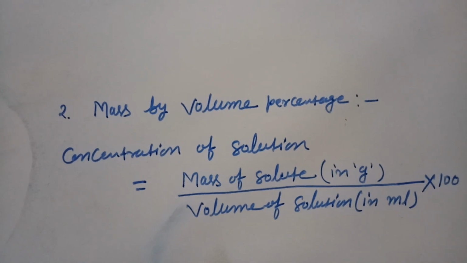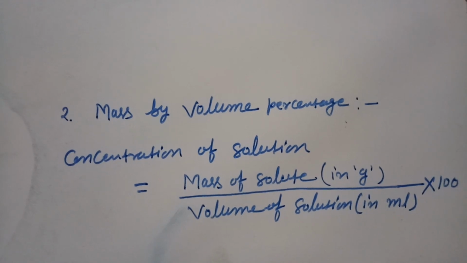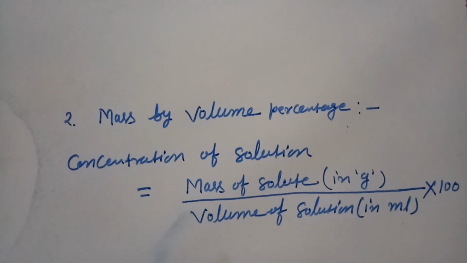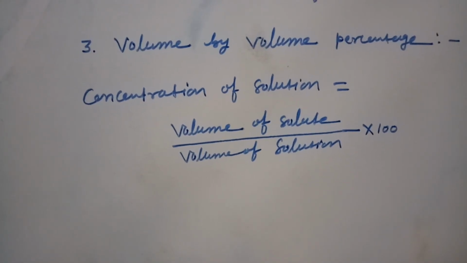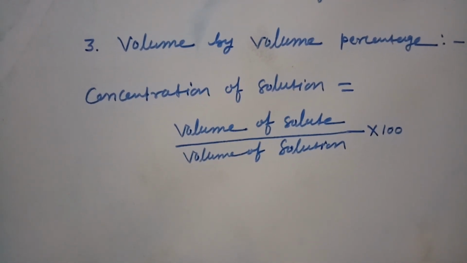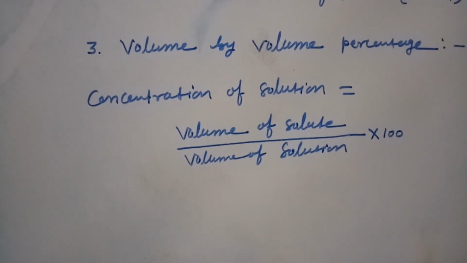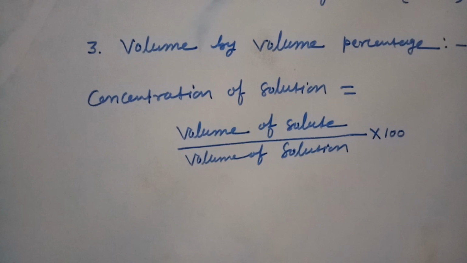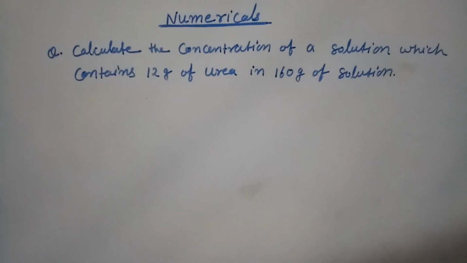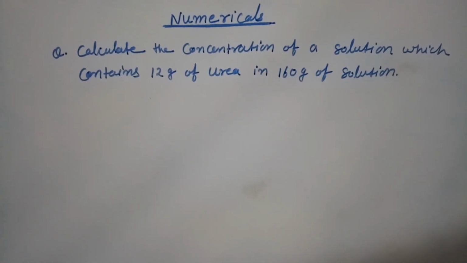Second method is mass by volume percentage. In this way, concentration of solution is calculated as mass of solute, which is given in gram, divided by volume of solution in ml into 100. Third method is volume by volume percentage. In this method, concentration of solution is calculated as volume of solute in ml divided by volume of solution in ml into 100. We will try to solve some numericals related to concentration of solution and finding the solubility.